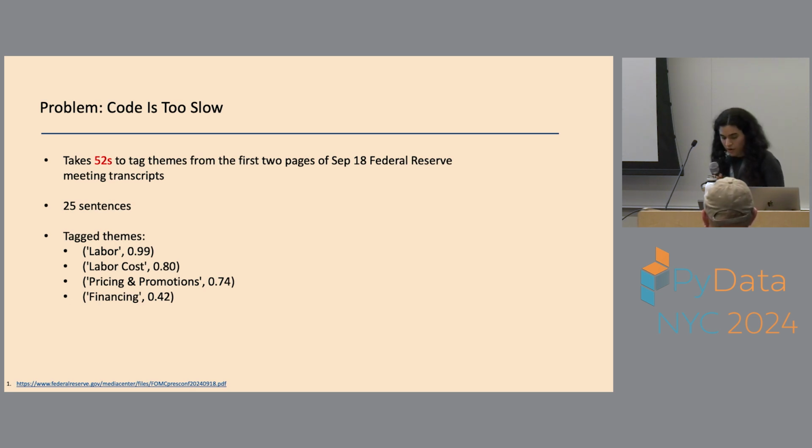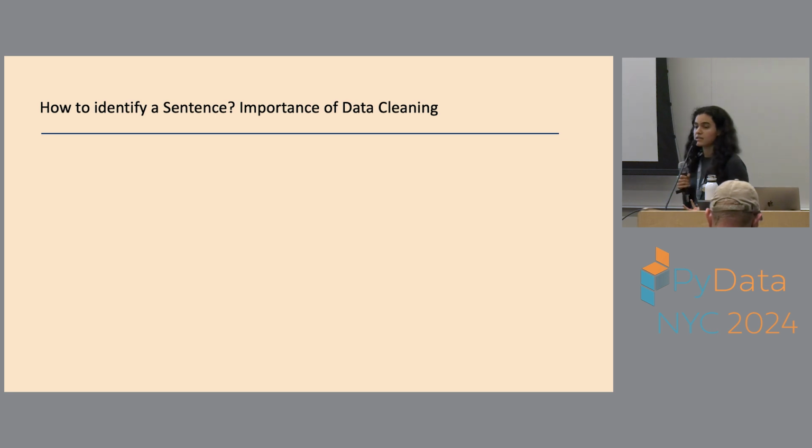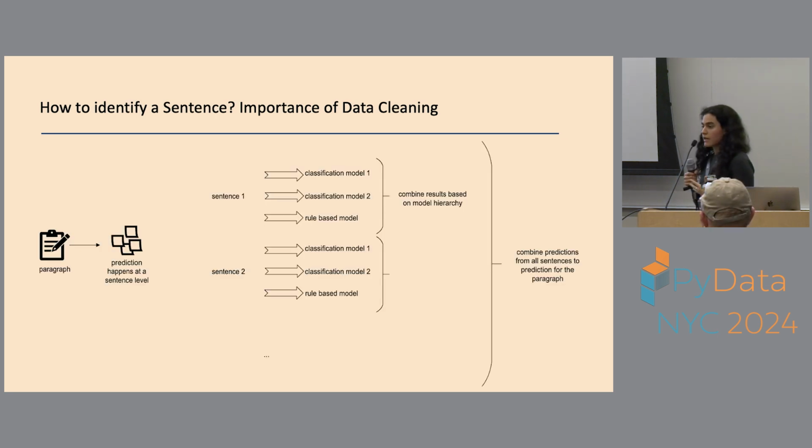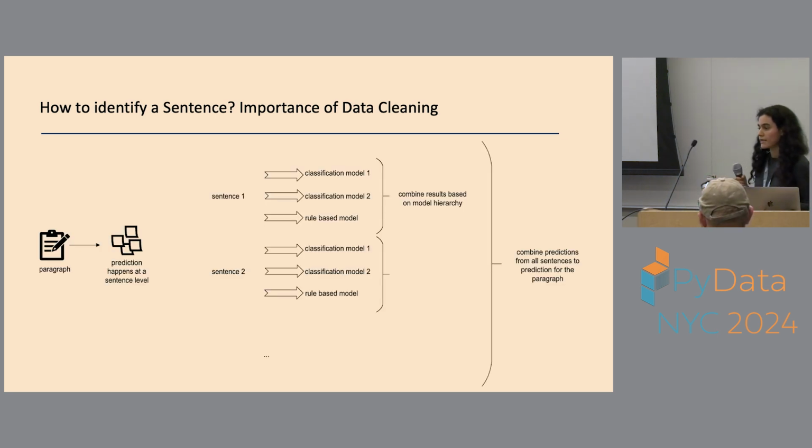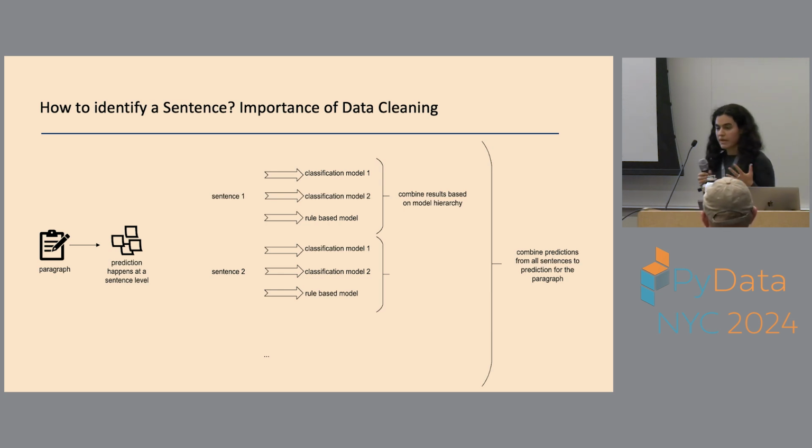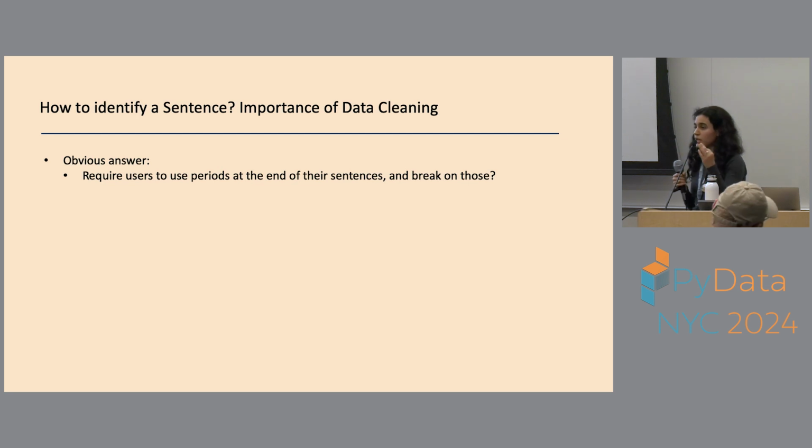So we've talked about running prediction at a sentence level. Now this obviously begs the question: what is a sentence? How do you identify a sentence? One basic answer is to just take a period and break on the period.